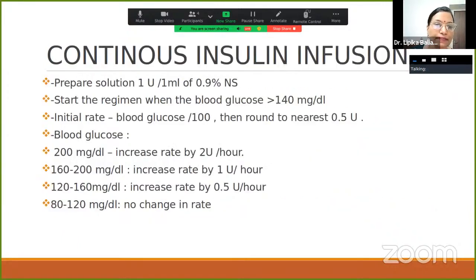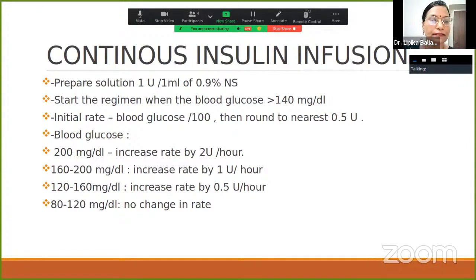So how do we prepare the solution? We prepare the solution by adjusting the strength to make it 1 unit in 1 ml of 0.9% saline. And when the blood glucose value goes above 140 milligram per deciliter, we start the regime. Initially, the value of the blood glucose is divided by 100, and that much is started initially, rounded to the nearest 0.5 units.